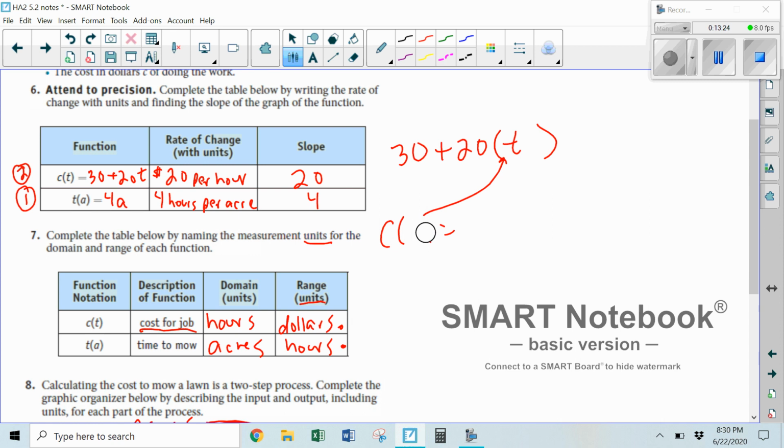But what if I said, instead of plugging in 10, I want you to plug in the previous function for A. Because remember, this is going to change depending on the day or the customer. So instead of a specific number, we're going to plug in that whole function for A. Then I can simplify this function now. 30 plus 20 times 4A is 80A. This is my function. It's my composite function. I put one function into the other function.